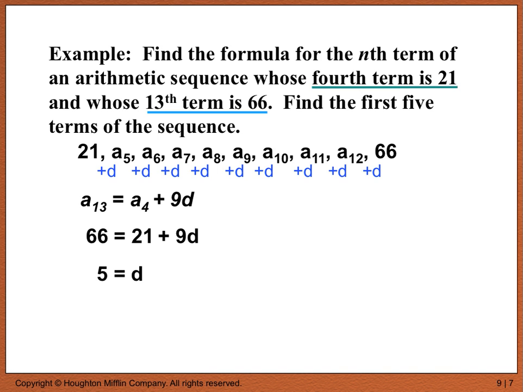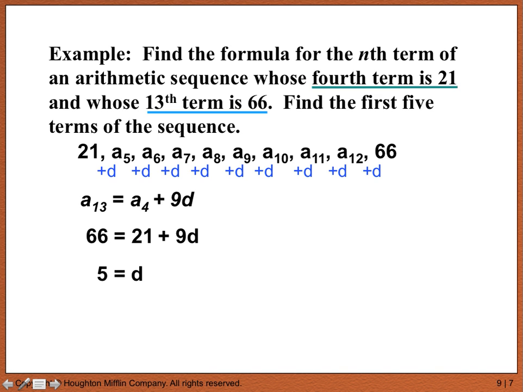Okay, so that's the long way to do it. Of course, you could have also done it the shorter way, which is just 66 minus 21. We see that this is 66 and that's 21. Well, I know then 66 minus 21 is how much it changes over the course of 9 terms. And then I can just go straight to this equation, 66 equals 21 plus 9d. Why? Because 13 minus 4 equals 9. So I don't care whether you do it the long way or the short way.